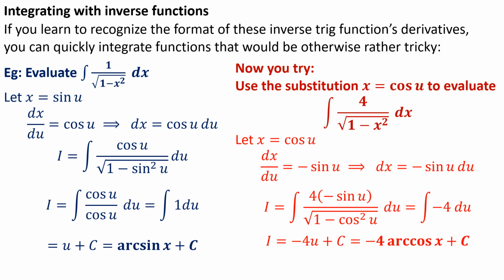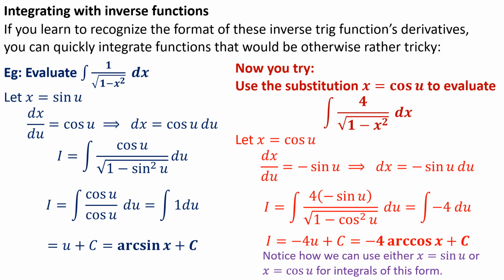That integrates to give minus 4u plus c, and because x is cos u, u is arc cos of x. And so we've ended up, instead of 4 lots of arc sine, with minus 4 lots of arc cos, which might seem a little bit strange. Turns out, it really makes no difference. If you're worried about whether you should be using sine or cos for a substitution in an integral like this, they're both valid, but they might give you different looking results.